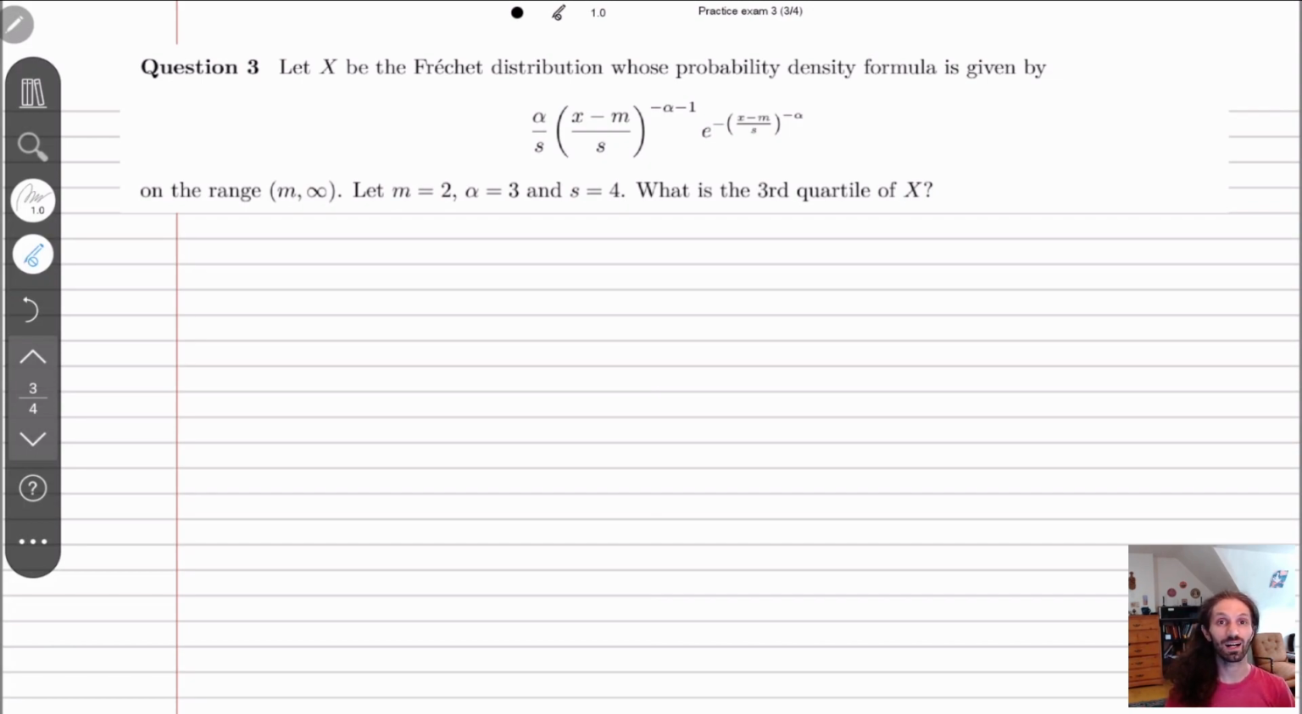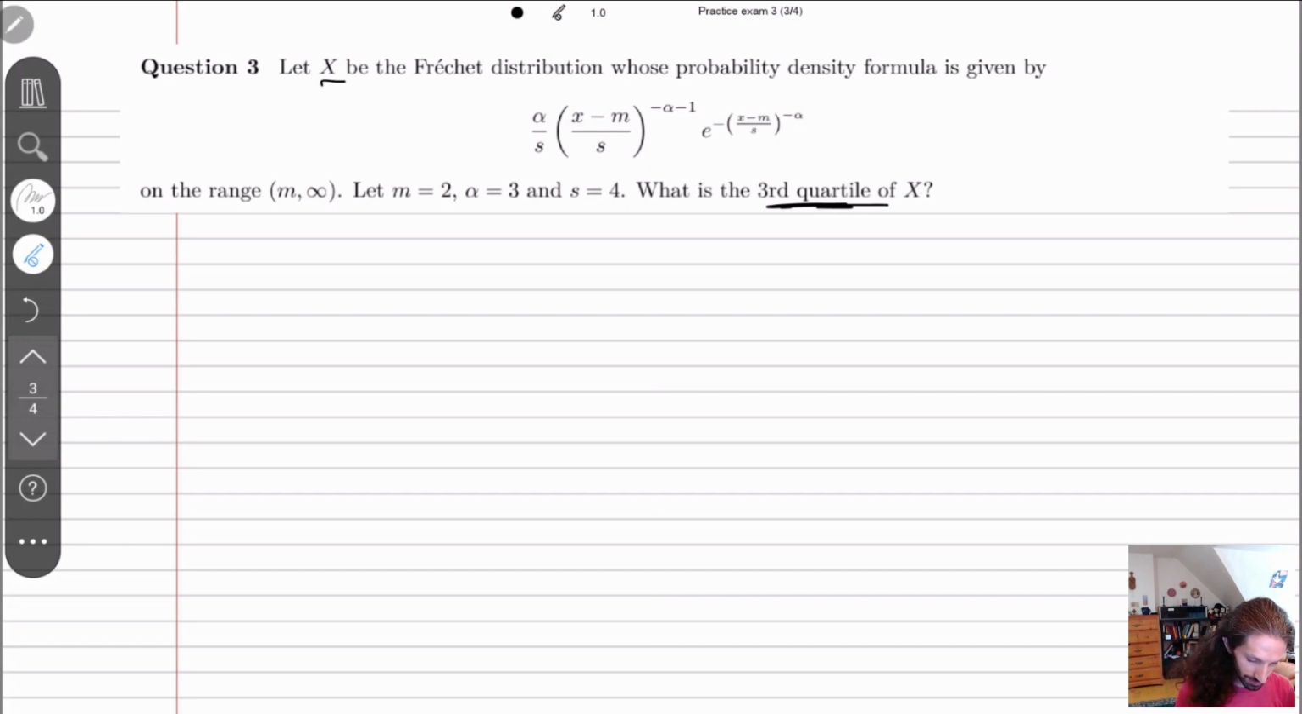Hi all! So in this video we're going to look at question 3 from practice exam 3. In this question it looks like I'm trying to figure out a quartile, so some quantile, but in particular a quartile. Let's first figure out what our distribution is.